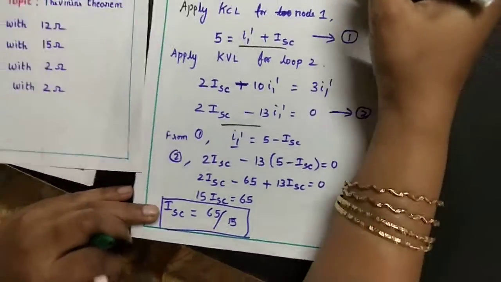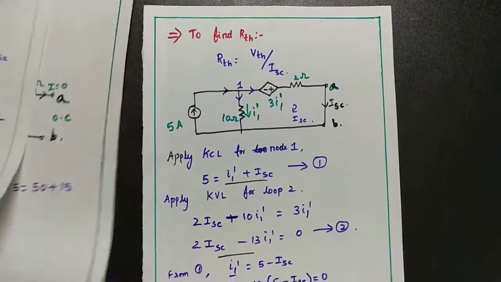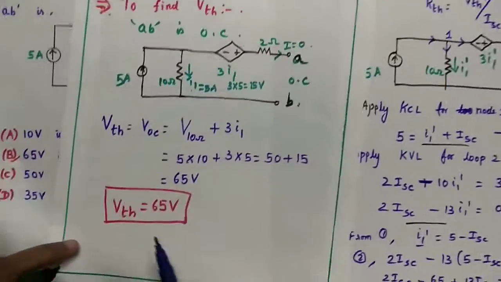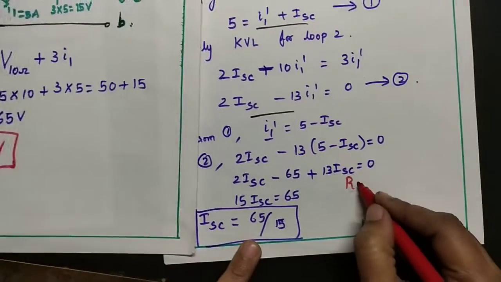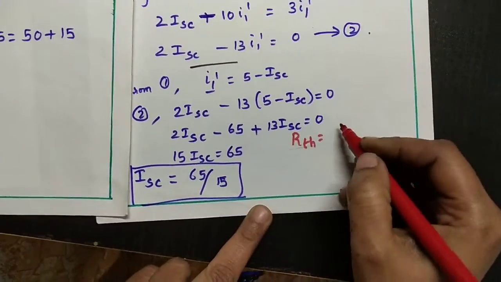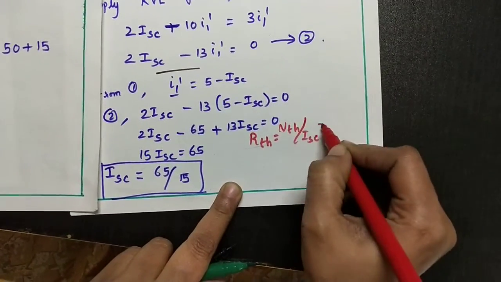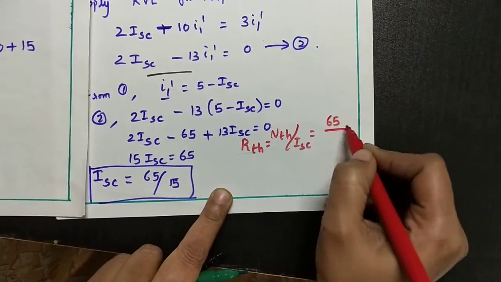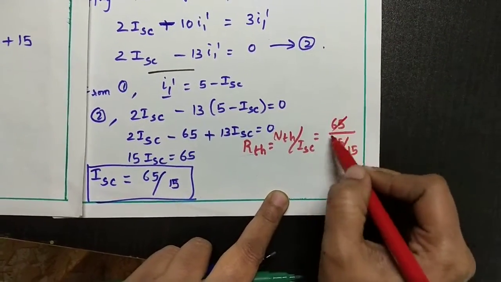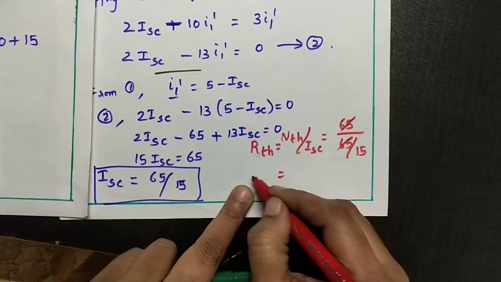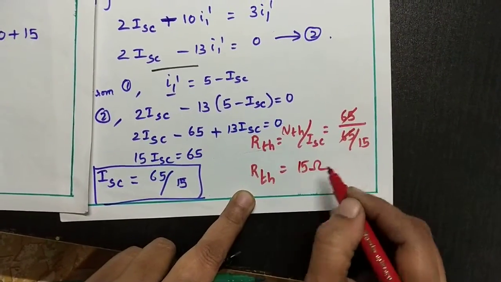So what is the formula? RTH equal to VTH by ISC. Already we found VTH as 65 volt. So Thevenin's impedance RTH equal to VTH by ISC. VTH is 65 volt. Short circuit current is 65 by 15. So 65 gets cancelled. So Thevenin's impedance equal to 15 ohms.